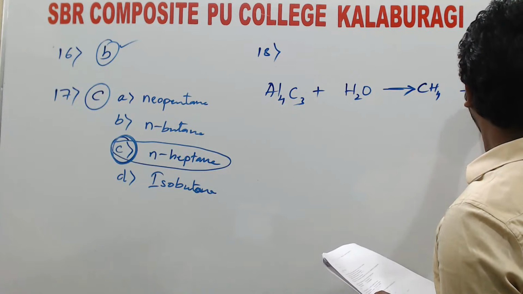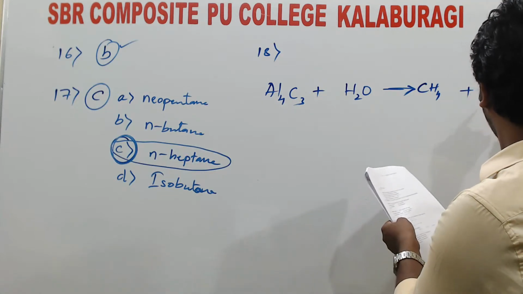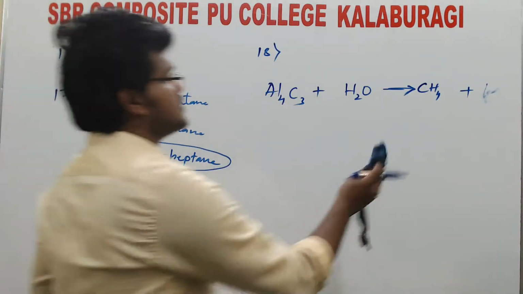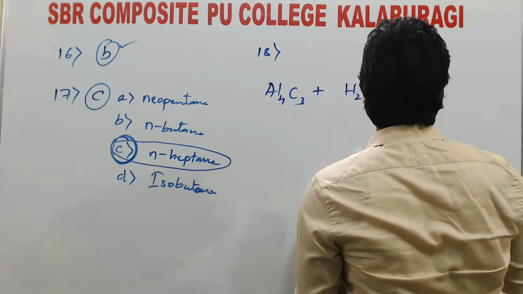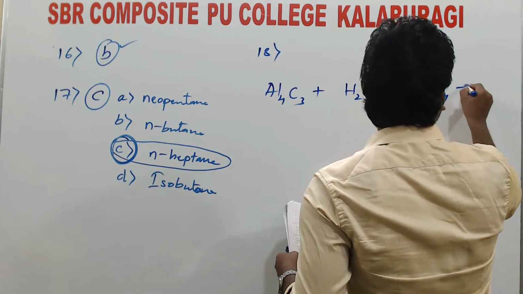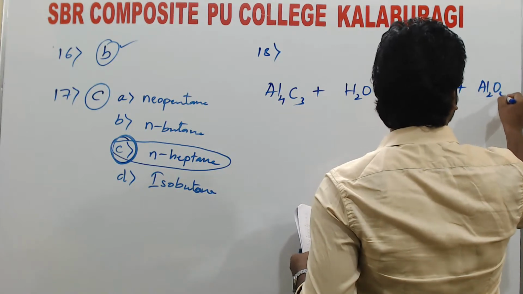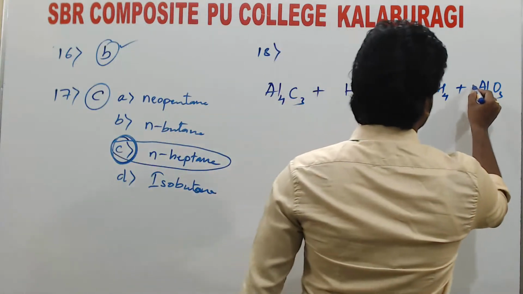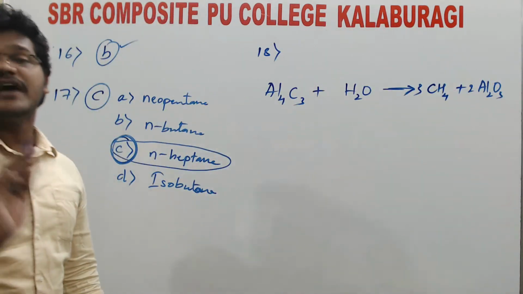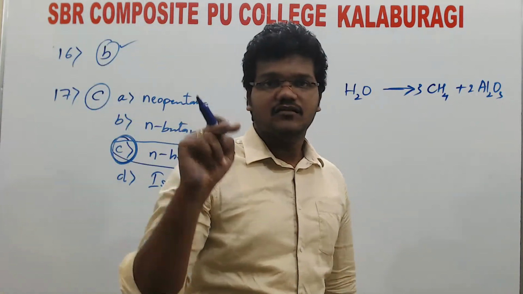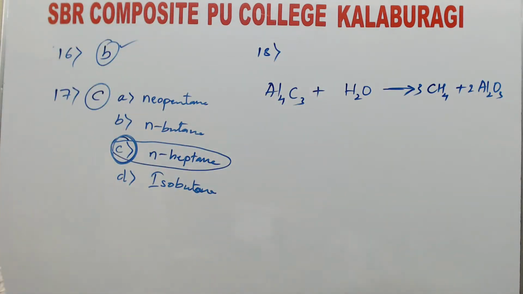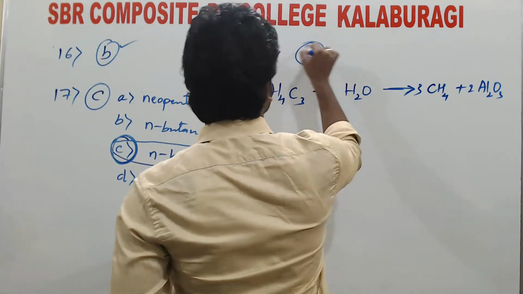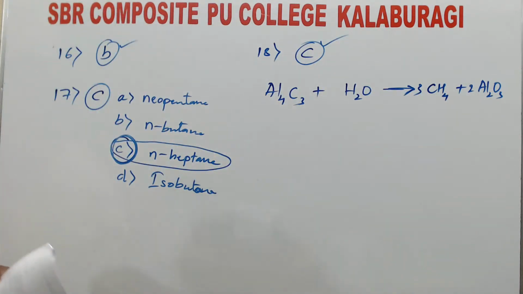Methane plus Al2O3. Balance it. I get 3 moles of methane and 2 moles of Al2O3. So aluminum carbide, when treated with water, gives you methane. This is the reaction. So for 18, option C is correct.